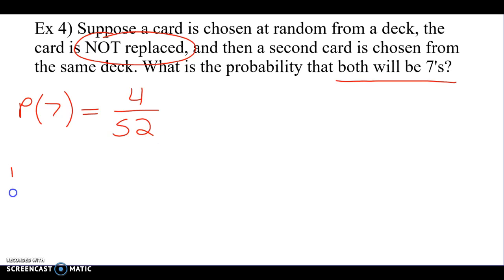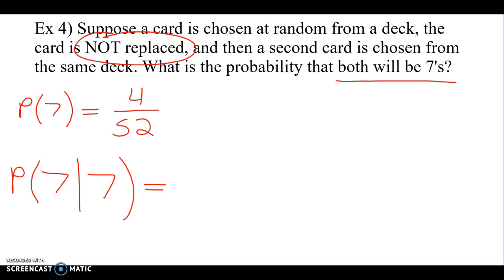But then we have to find the "and", where they want to know the probability that the second one is going to be a 7. So the way we write this is the probability that the second one is a 7, given that the first one was a 7. Maybe a 3 out of 51. No, you can't put this in your calculator. You just have to do it in your head.